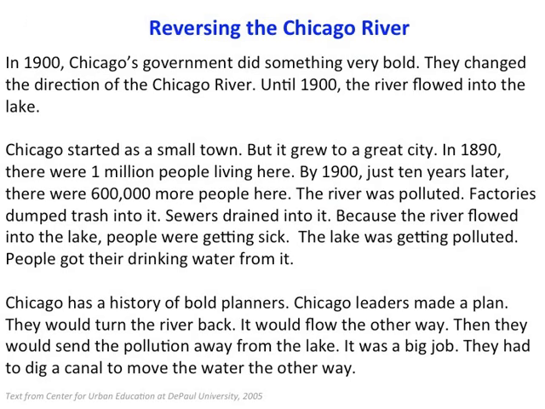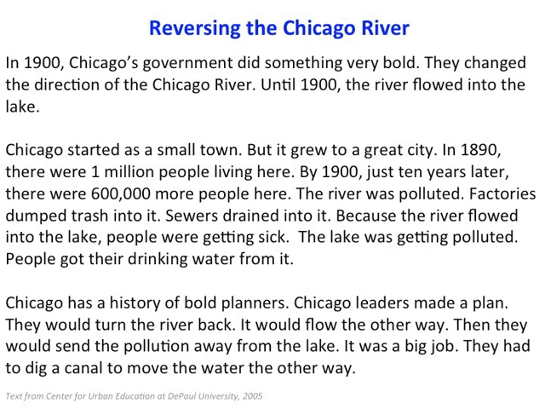Let's read together. In 1900, Chicago's government did something very bold. They changed the direction of the Chicago River. Until 1900, the river flowed into the lake. Chicago started as a small town, but it grew to a great city. In 1890, there were 1 million people living here. By 1900, just 10 years later, there were 600,000 more people here.